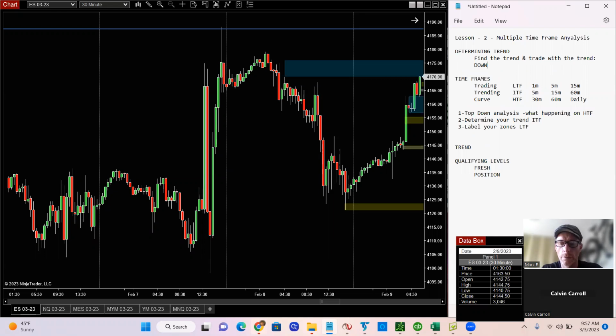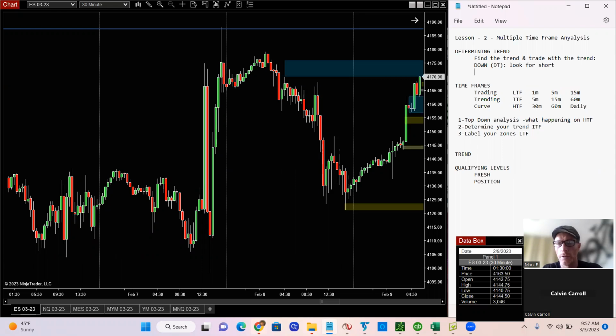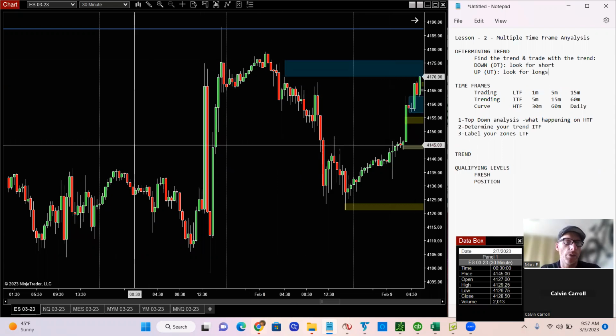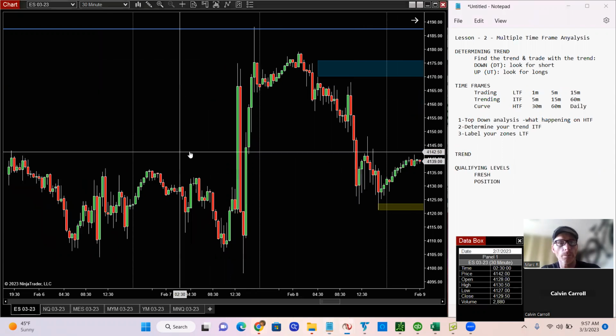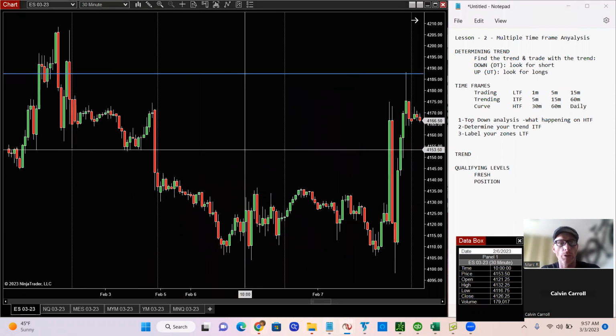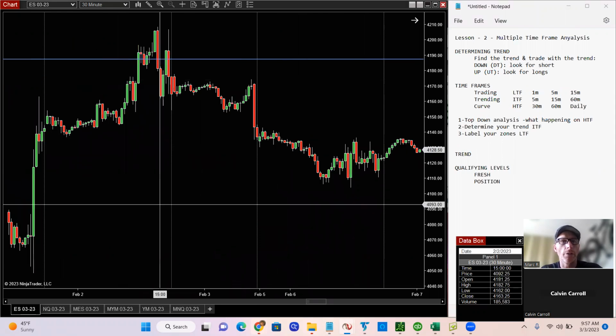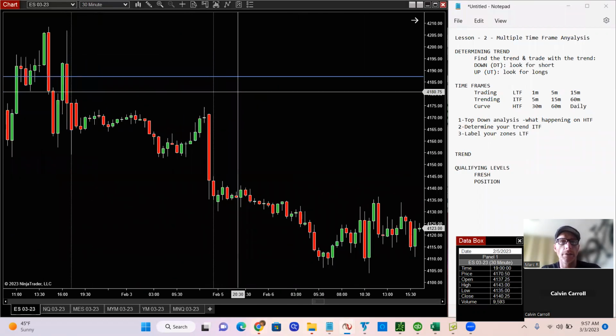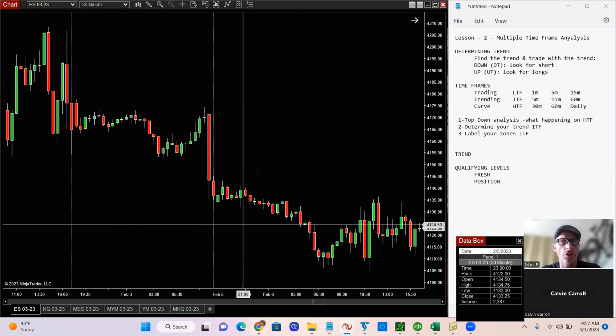If we're down, look for shorts. If we're up, look for longs. Keep it simple. For determining trend, we're going to use pivot points. We're going to use pivots for determining trend. So this is a 30-minute chart, and everything we're talking about, a chart is a chart is a chart.